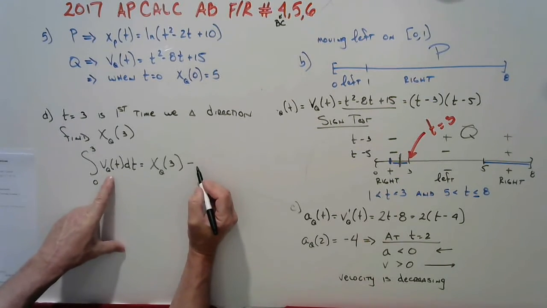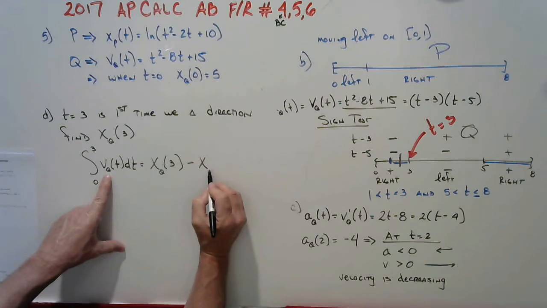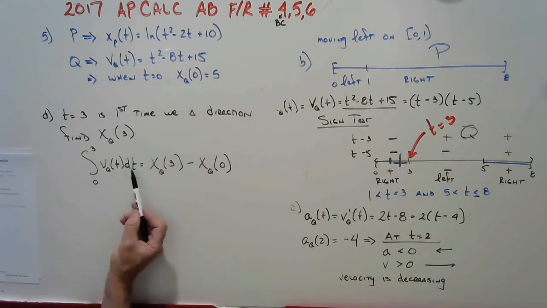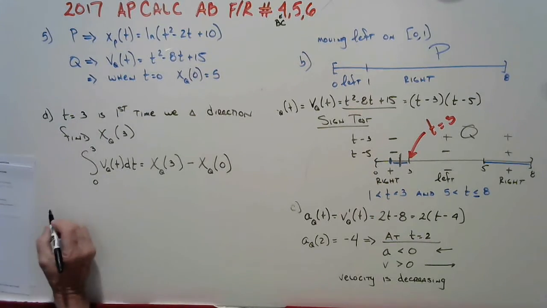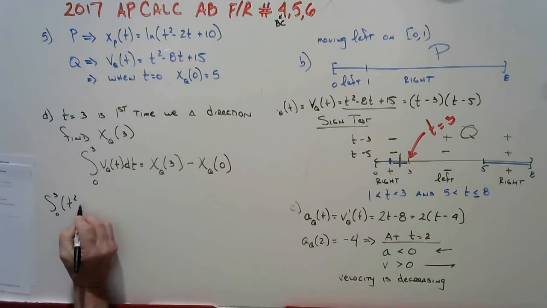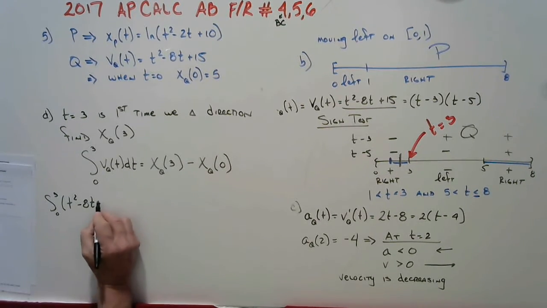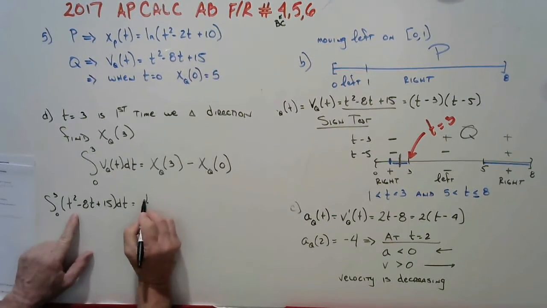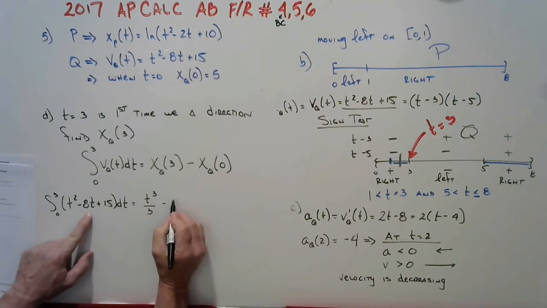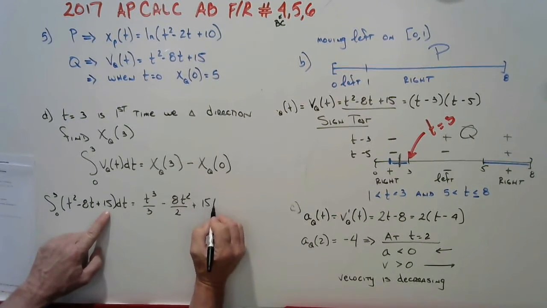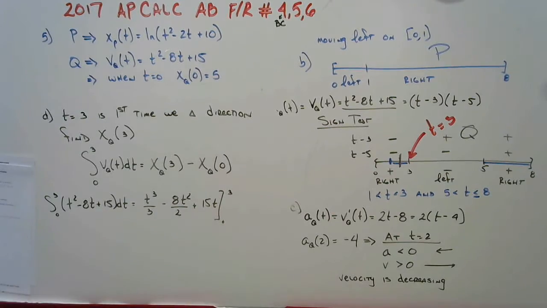Minus the antiderivative of velocity at 0. I know that. This is fine. They told me that. I can find this. We can all do the integral of that. This integral turns out to be the integral from 0 to 3 of t squared minus 8t plus 15 dt. We can all find that. We integrate that, we get t cubed over 3 minus 8t squared over 2 plus 15t evaluated between 0 and 3.